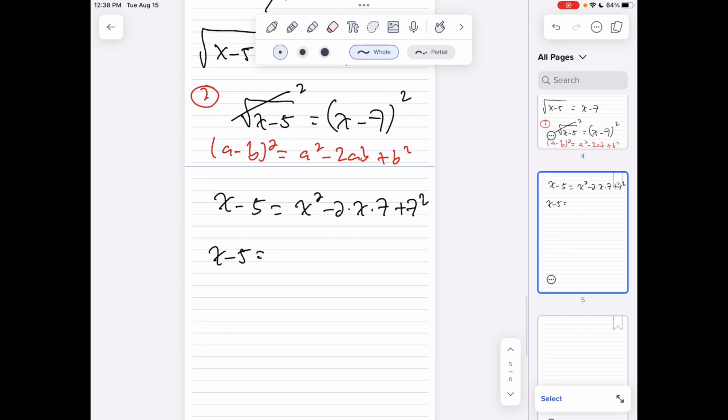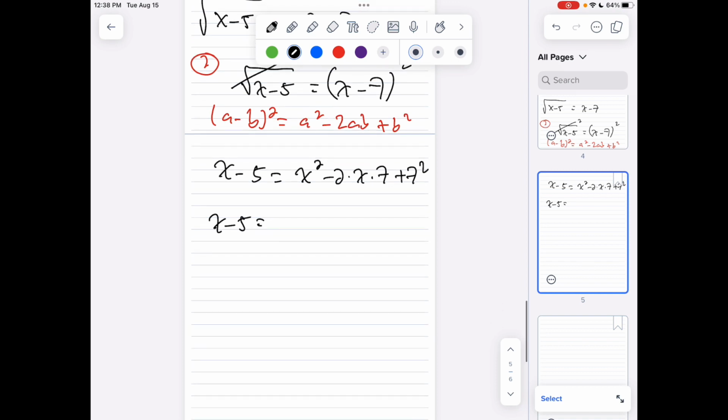However, I'd recommend you have that formula, a squared minus 2ab plus b squared, handy. It's just pretty useful. There's also a plus b squared, which the only difference is that there's a plus in the middle. Okay, so knowing those formulas can save you some time instead of FOILing things out.